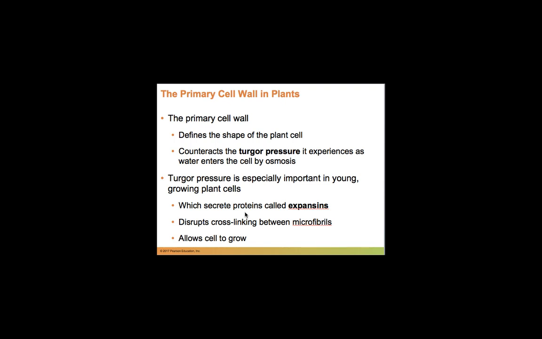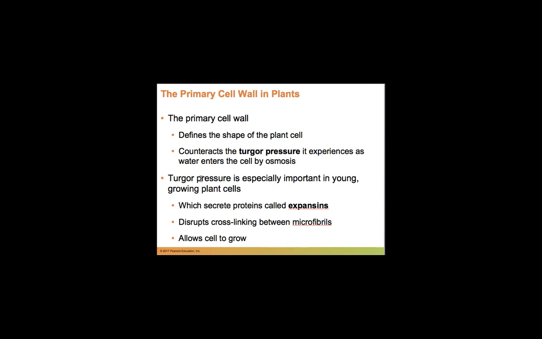All right, more about our primary cell wall. The primary cell wall is going to help define the shape of the plant cell. Once again, this is similar to our extracellular matrix. The primary cell wall will counteract the turgor pressure that is experienced by that large central vacuole.